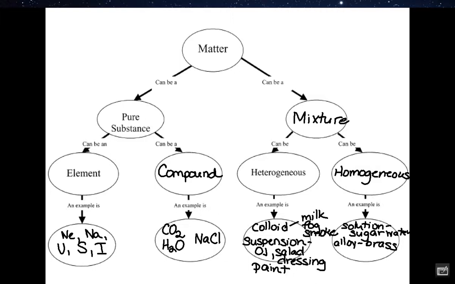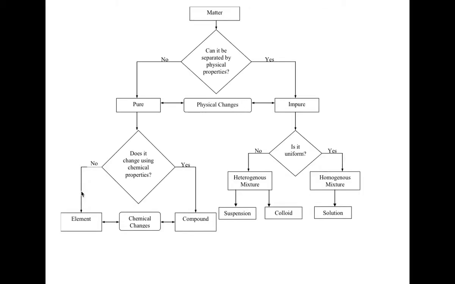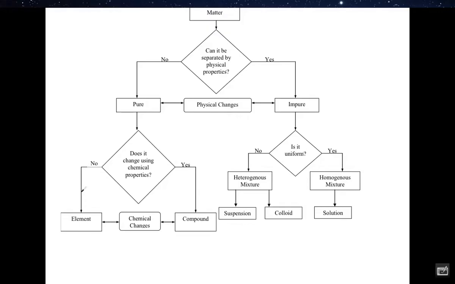So hopefully you can use this to double check your foldable to make sure you put the right squares in the right place. Now, if you flip that piece of paper over, you'll see you have another graphic organizer on the back. What this does is it ties together what we just talked about in terms of composition of matter with the idea of physical and chemical changes.